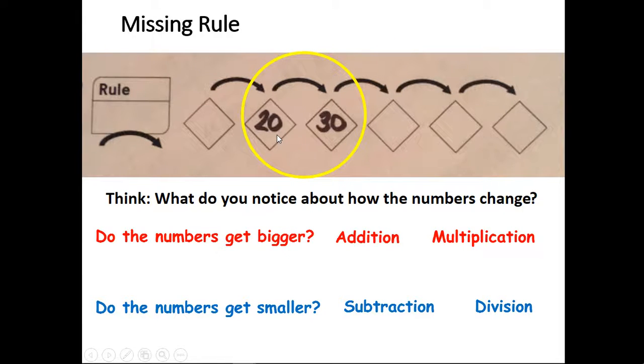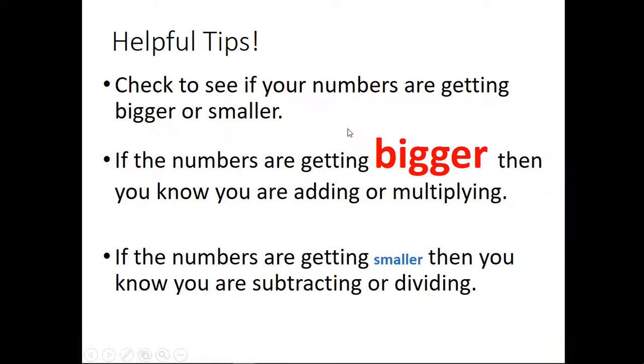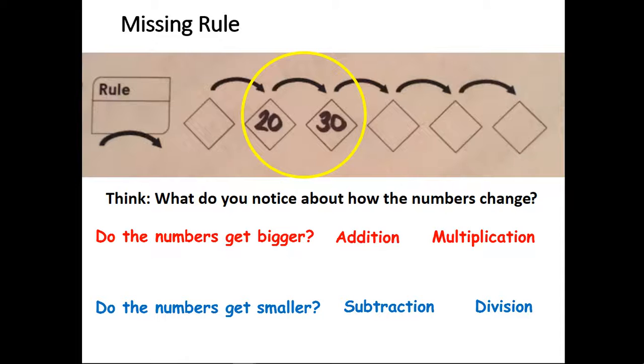But if I go from 20 and I add a number, can I get to 30? Yes. So if I add a number like 10 to 20, I get the number 30. So that tells me that my rule is add 10.